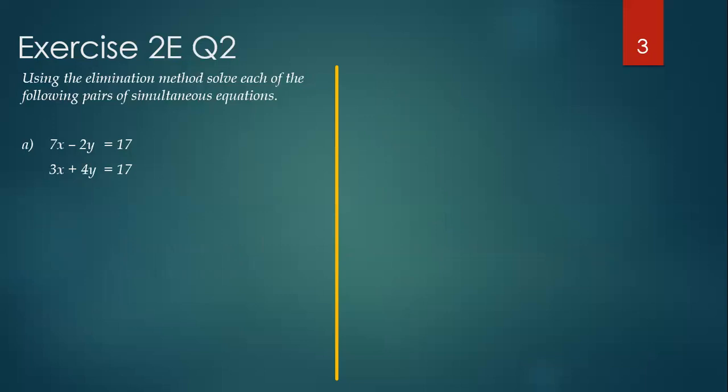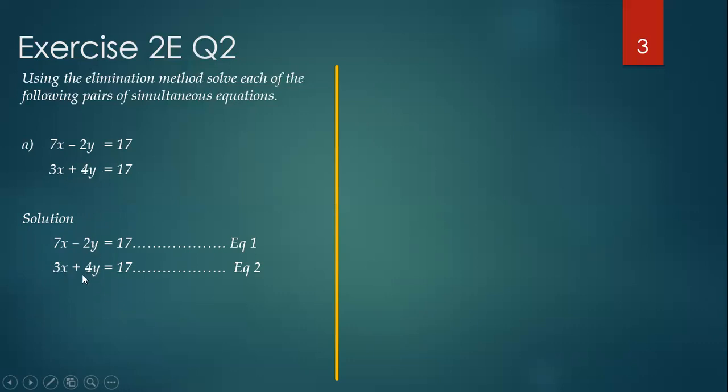After solving all of the questions and all of the parts of question number 1, let's continue solving question number 2. It is on a similar pattern. We have two equations given to us. The first one is 7x minus 2y is equal to 17. And the second equation is 3x plus 4y is equal to 17. So we are first of all considering 7x minus 2y is equal to 17 as equation 1 and 3x plus 4y is equal to 17 as equation 2.